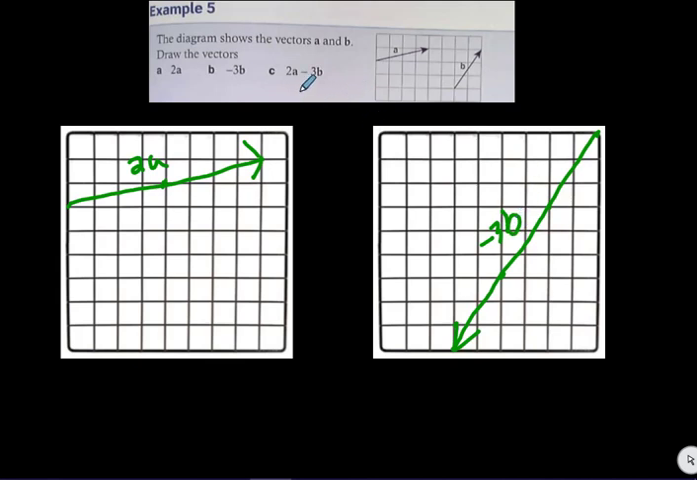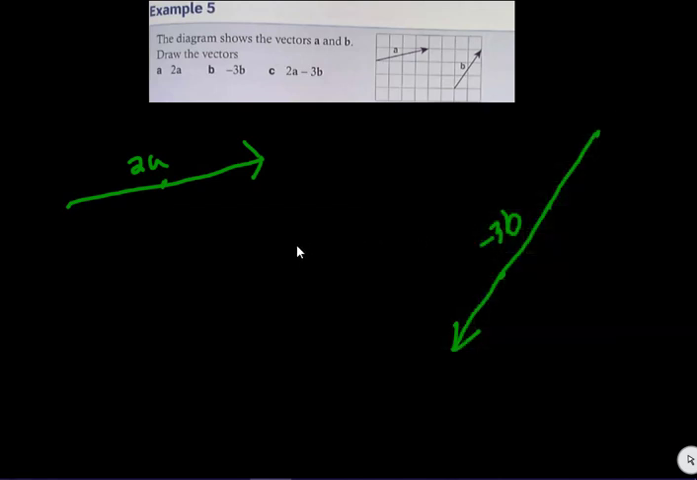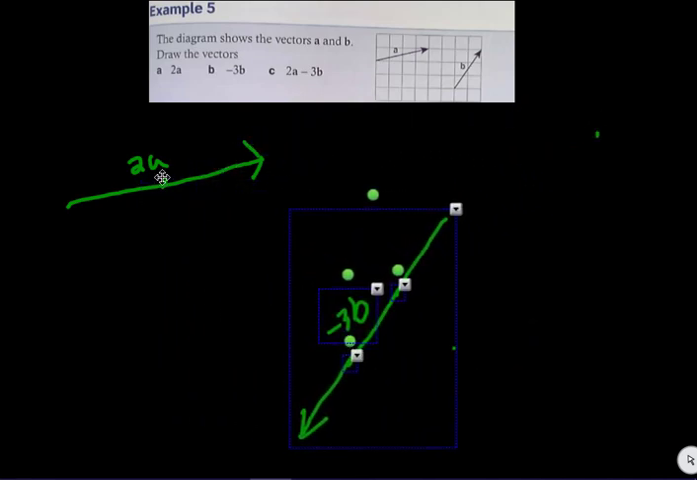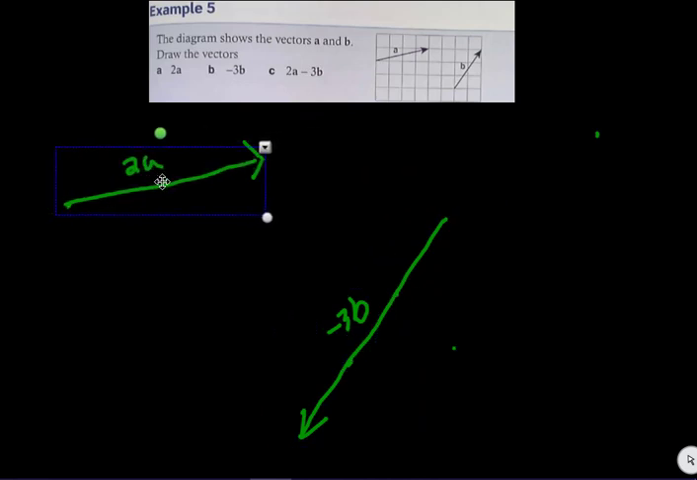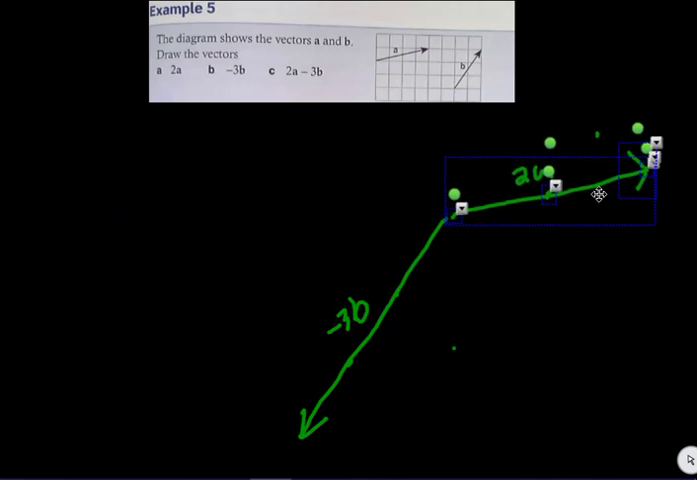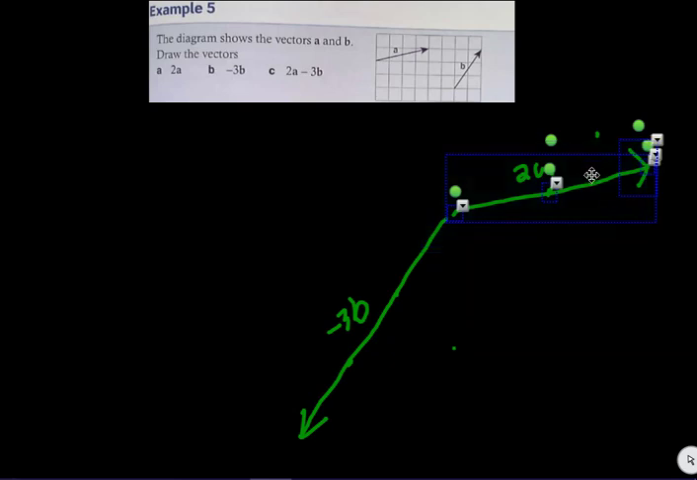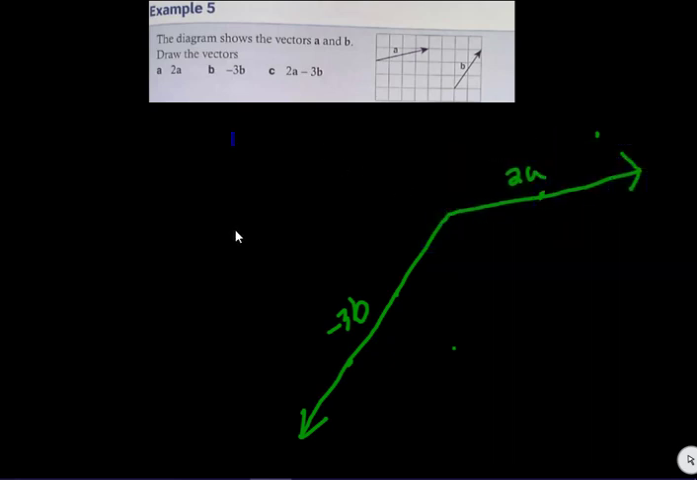And then the last thing it wants us to do is 2a minus 3b. So for us to do that, I'm going to do something like this, and you can see how this works out. Here are my two vectors. Then I can take this vector right here and move it over. Let's move that right there, and let's copy this whole thing.